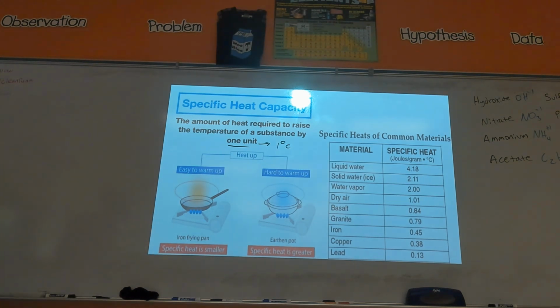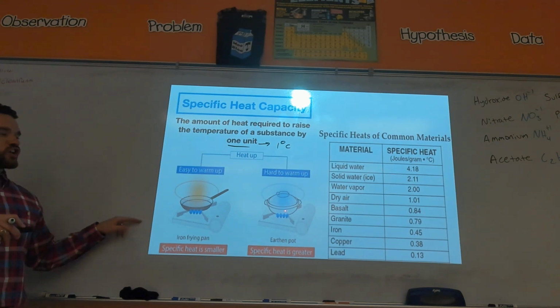So an iron frying pan is very easy to heat up, so it has a very low specific heat capacity. So 0.45, and you don't have to memorize these to be sure. That's just a reference table. You're given these values. Compared to water, which has a very high specific heat capacity.